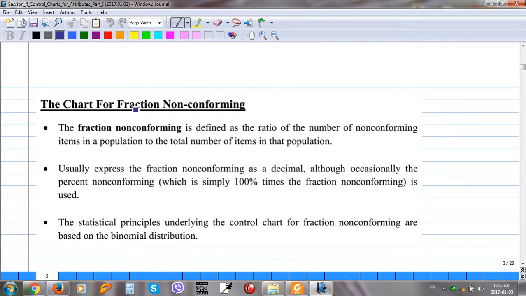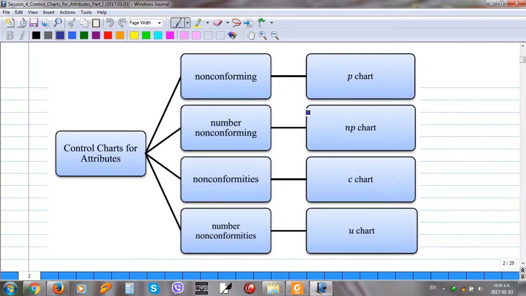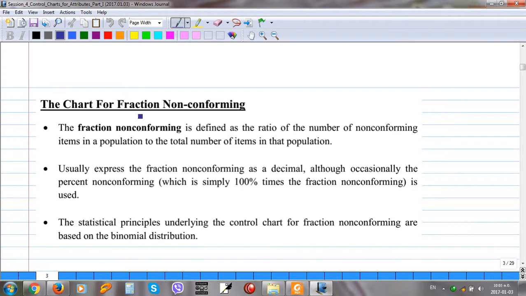The first type we are going to talk about is the P chart, the chart for the fraction non-conforming. The fraction non-conforming is defined as the ratio of the number of non-conforming items in a population to the total number of items in the population.